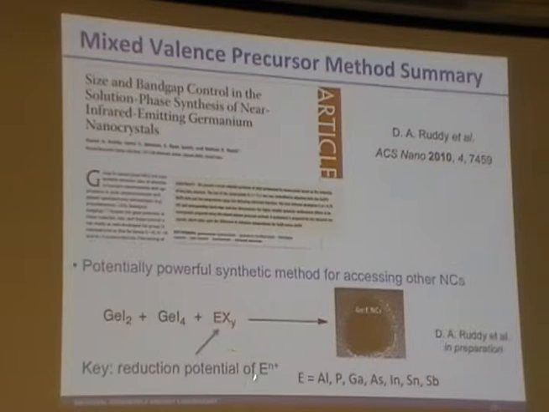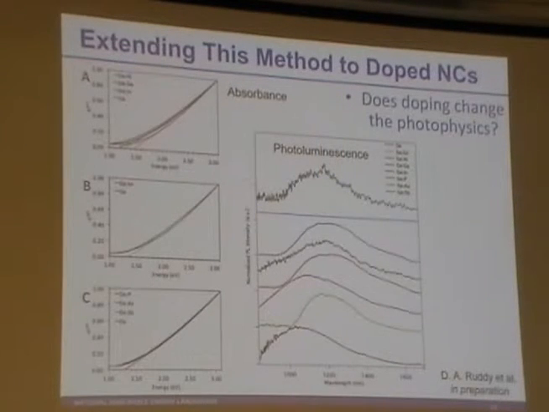The key is having a reduction potential of your main group element that's very similar to that of your germanium. If you use germanium iodides, you want to use many of these main group element iodides, which we've done. That allows us to make all those particles that I showed there, typically on the order of 1 atom percent doping, although we've gone up to 3 to 5% doping.